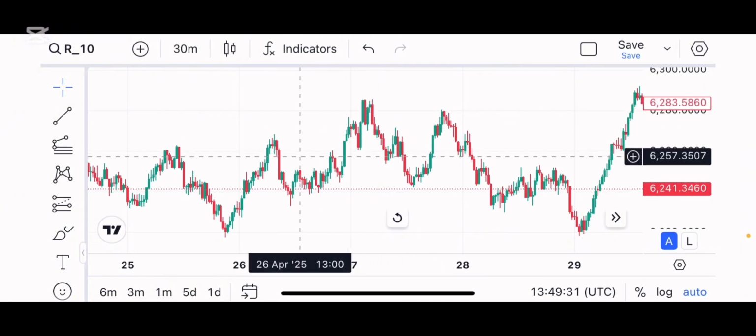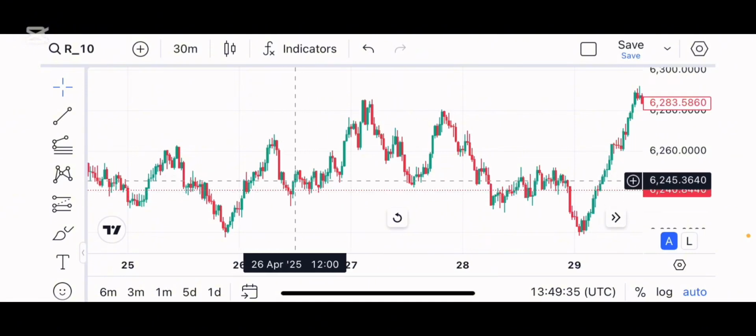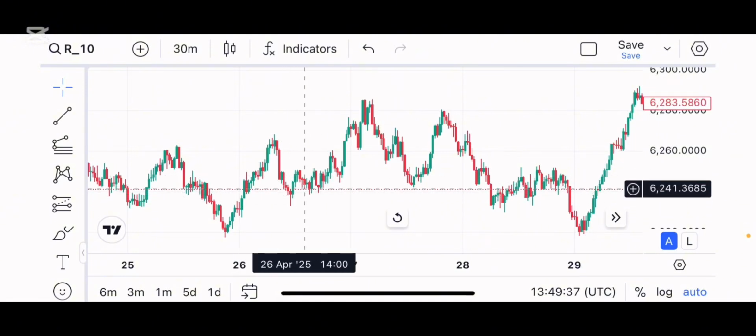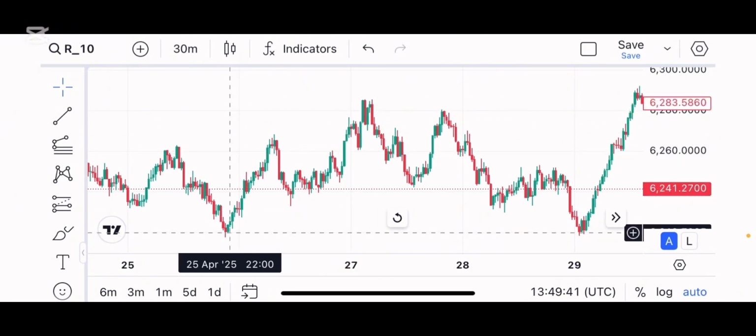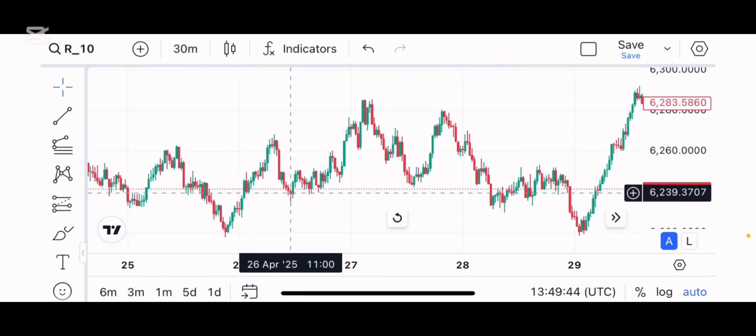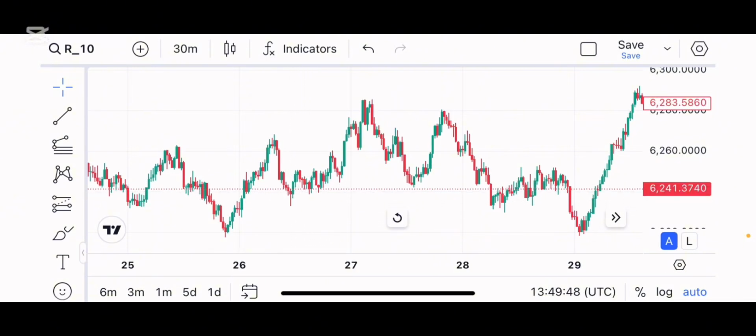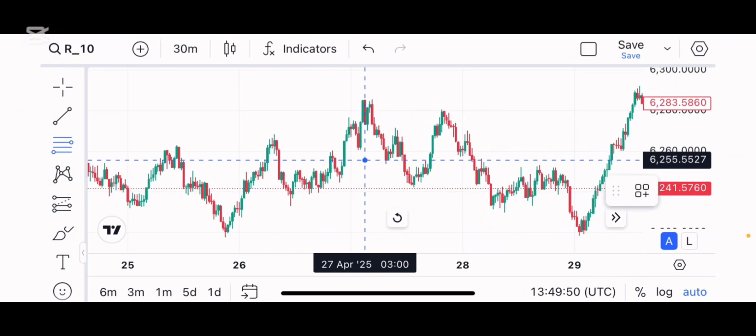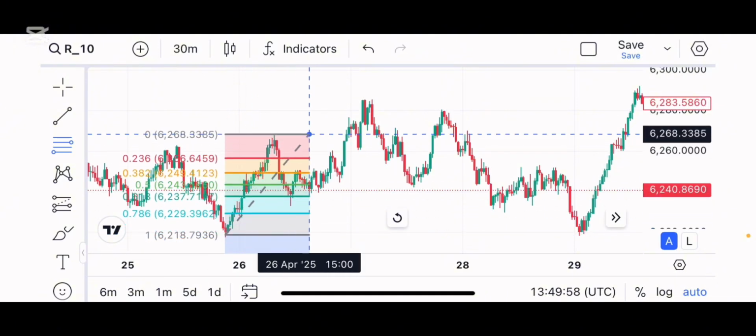So what we're going to do is come back to test these moves with our Fibonacci to see whether they meet our Cypher pattern requirement. You can see the market moved from here to here and made this retracement. So we're going to test this retracement to see whether it meets our Cypher pattern requirement. We're going to use the Fibonacci retracement tool, put it at this bottom, and drag it all the way to the top.